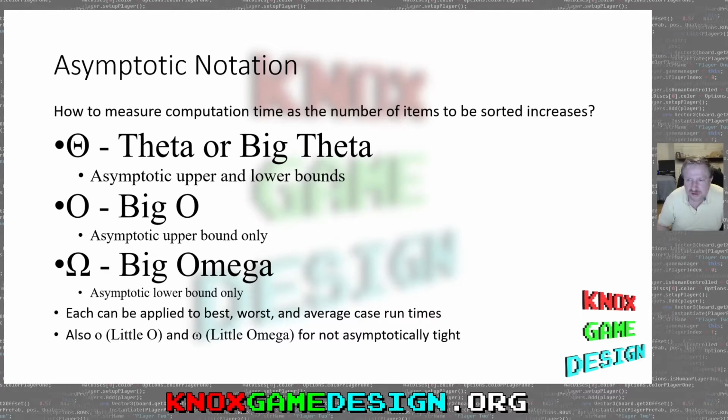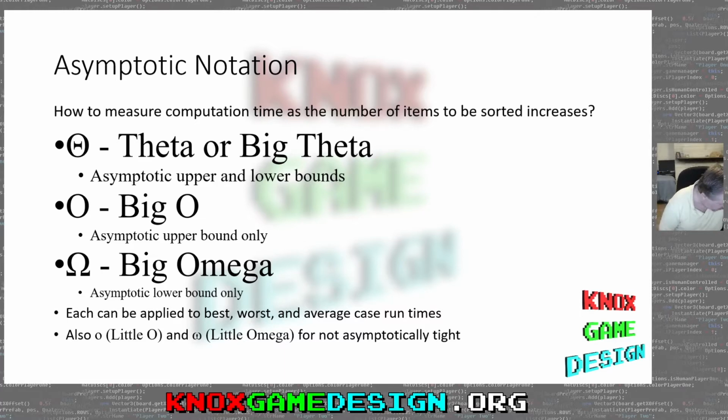So for runtimes for algorithms, we want to know how to measure how long each of these algorithms takes as you increase to an infinite number of items to sort. And what I learned was these three different ways to measure that: big theta, big O, and big omega. These days you'll probably hear a lot about big O, and everybody just ignores big theta and big omega.